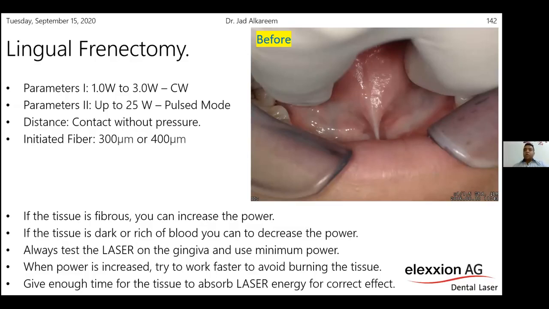So you try as you can to only slightly touch the tissue surface from outside, not to apply any pressure. The parameters, if you use a continuous wave, 1 watt up to 3 watt is enough. And if you are using a pulsed wave, then up to 25 watt also can do the job correctly.